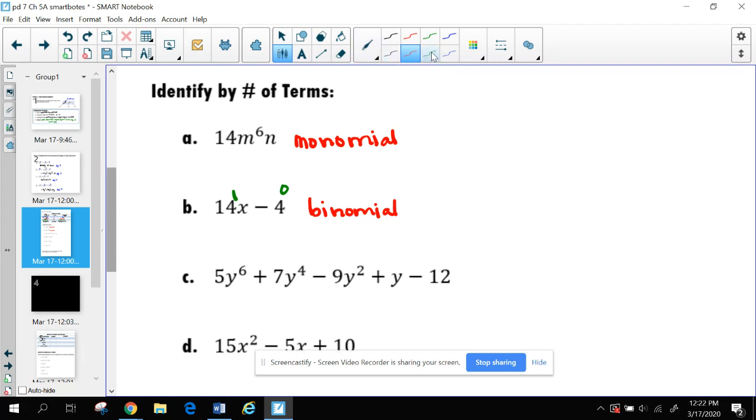On the next one, if we look at our terms, we have degree 6, 4, 2, 1, and 0. Those all go in order already, so we don't need to worry about standard form. And we have 5 terms, and we said 4 or more is just called a polynomial.